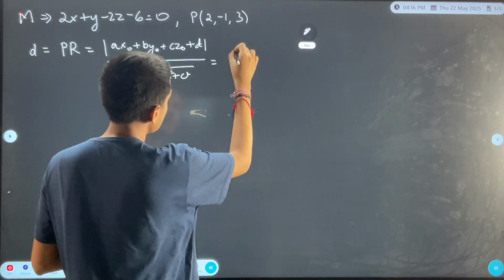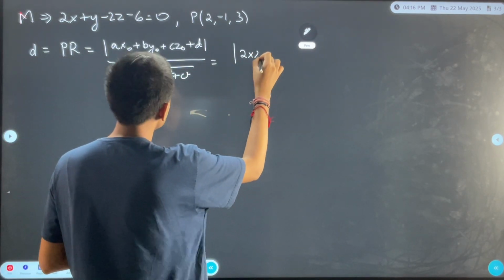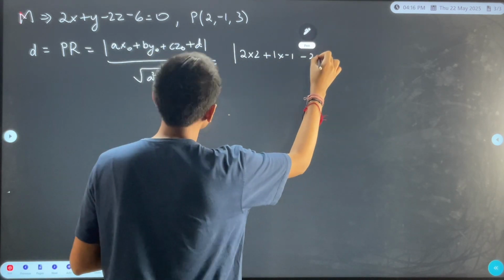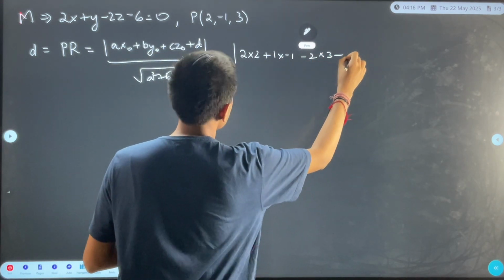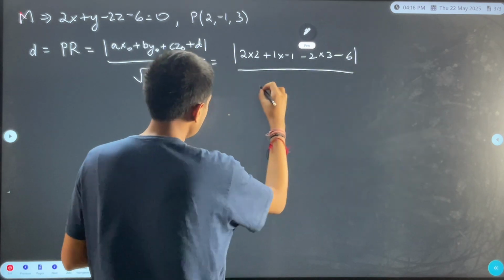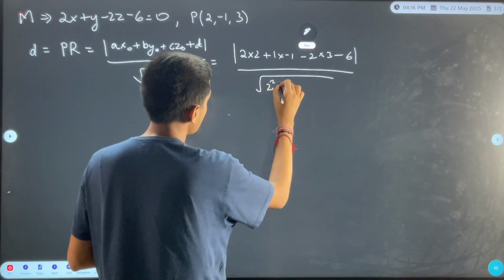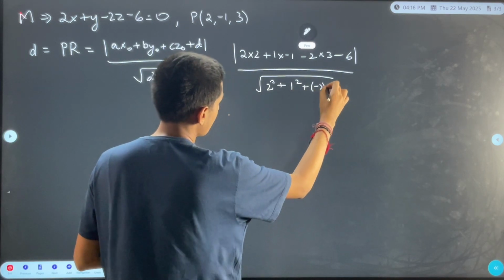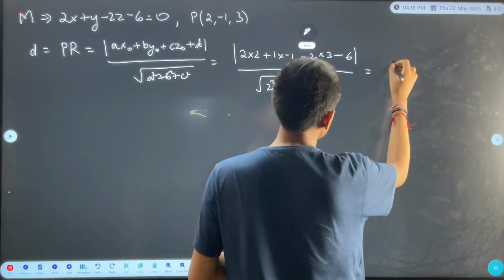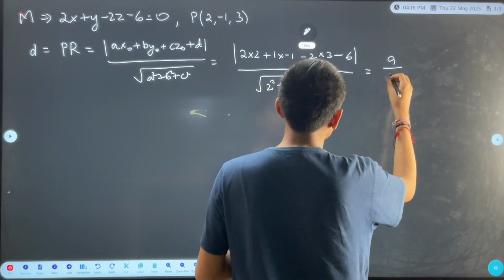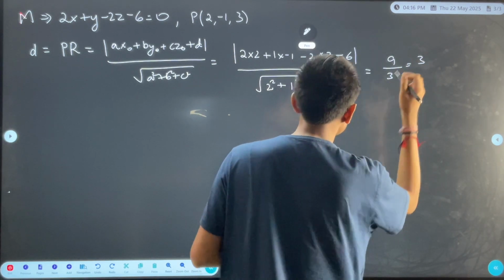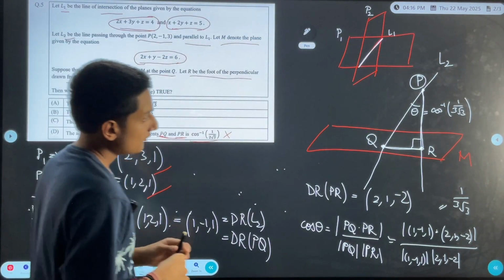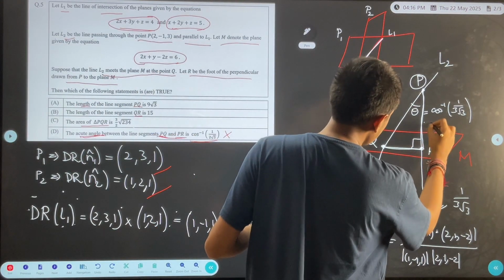Alright, so computing this, 2 into 2 plus 1 into minus 1 minus 2 into 3 minus 6 whole divided by root of 2 square plus 1 square plus minus 2 square. So this comes out to be 9 by 3, which is 3. Alright, so now we have the length of PR. So I will mark it here as 3.